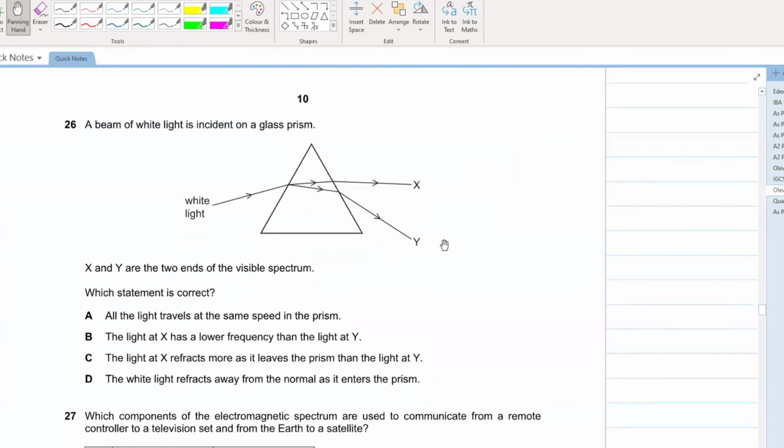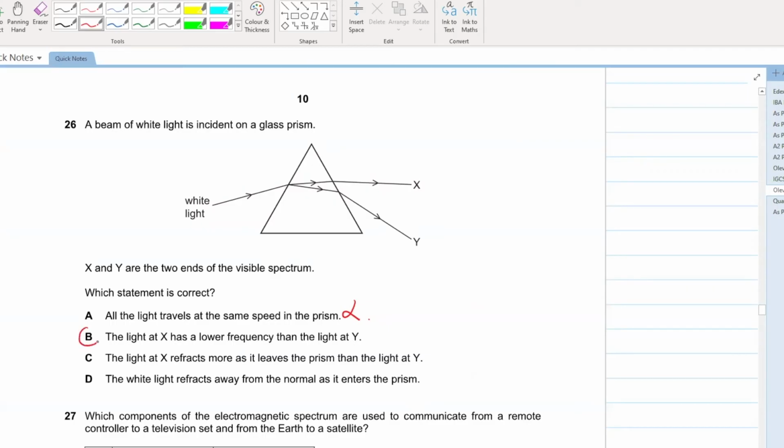A beam of white light is incident on a glass prism. X and Y are two ends of the visible spectrum. Which statement is correct? All light travels with the same speed in the prism. Very laughable statement. A is laughable. Light at X has a lower frequency than the light at Y.